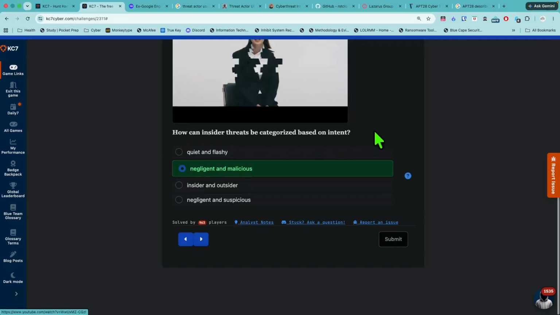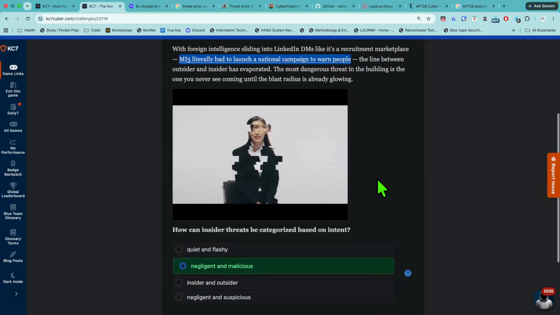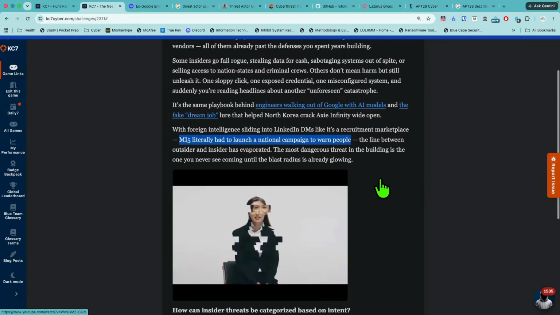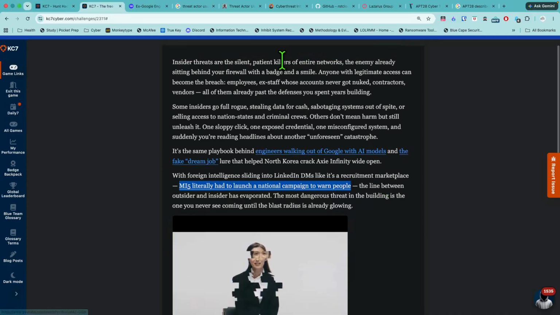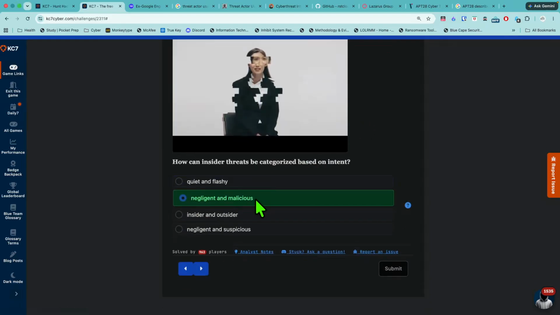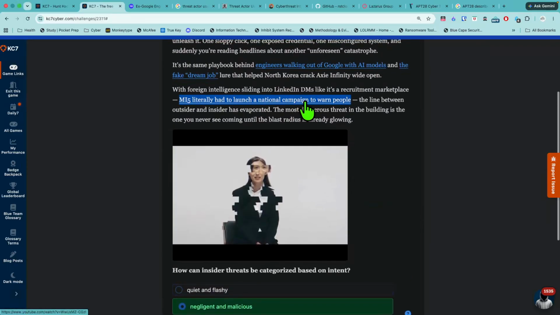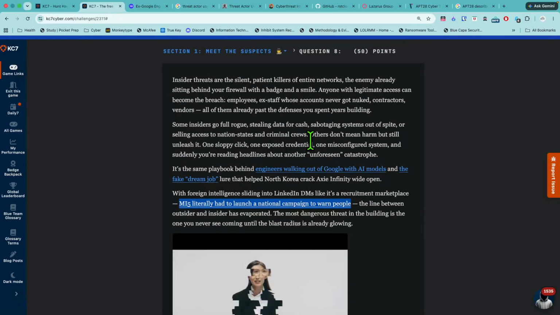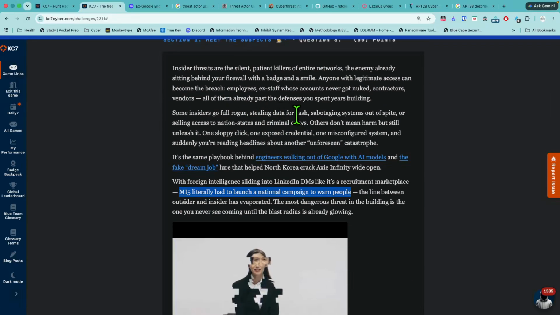So how can insider threats be categorized based on intent? Think about whether the insider means to cause harm or not. Categorize on intent. Anyone who doesn't execute can become the breach. Some of them go rogue. Some of them are bad people, and others still mean harm but never unleash it. So we have negligent, and we have malicious. Sometimes they're like, why? And other times they go full rogue.